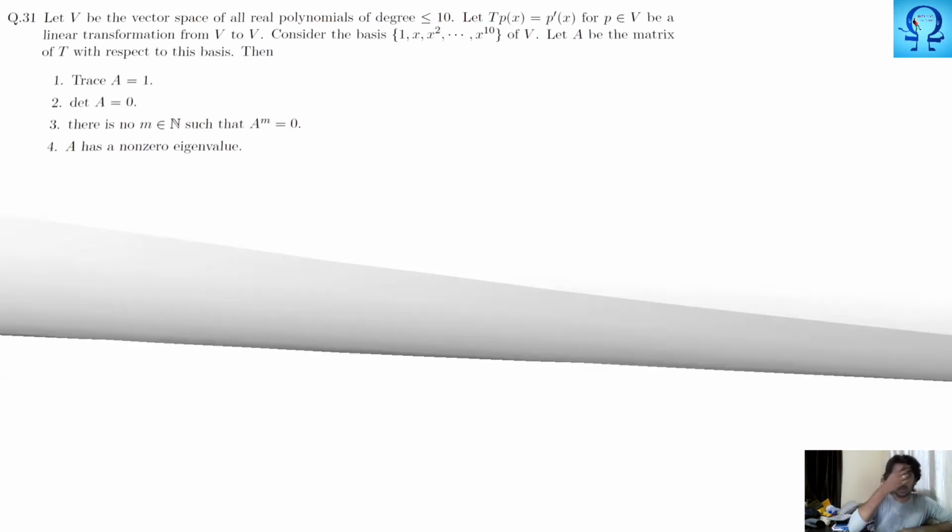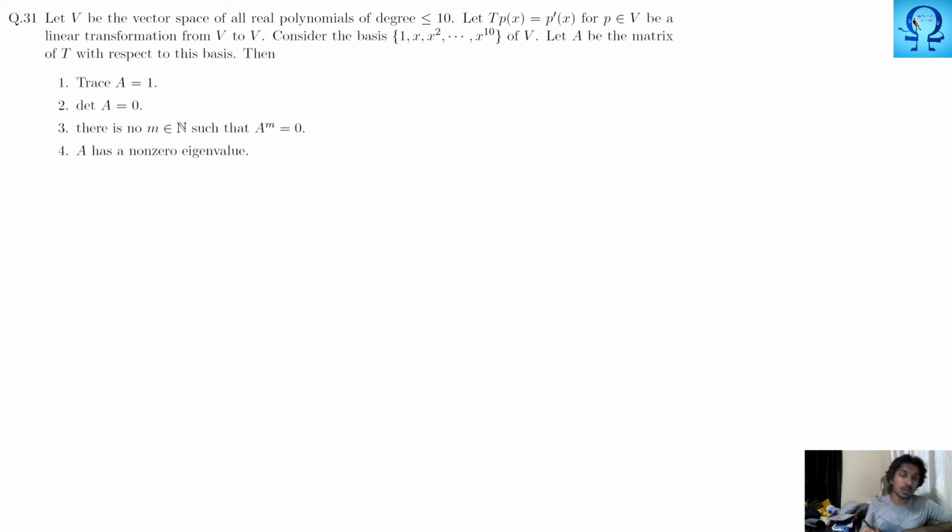Okay. Moving to the next question, we have V, the vector space of all real polynomials of degree less than or equal to 10, and T is an operator which differentiates the polynomial that you are considering. With this, we have to check which is the right option.